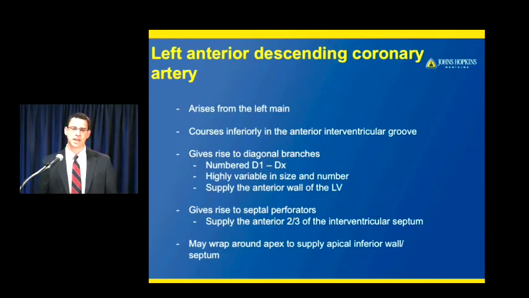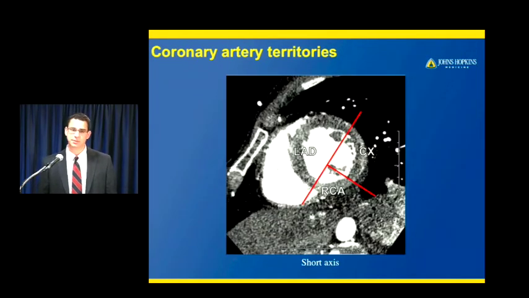The LAD itself may actually wrap around the apex and supply the apical inferior wall or the septum in some patients. This is a good time to talk about coronary artery territories. So generally, for the majority of patients, the different coronary arteries supply different territories of the left ventricle. So they're responsible for different walls, providing the blood flow to different walls of the ventricle. So you can see that part of the reason the LAD is considered such an important vessel is it supplies almost half of the myocardial tissue here.